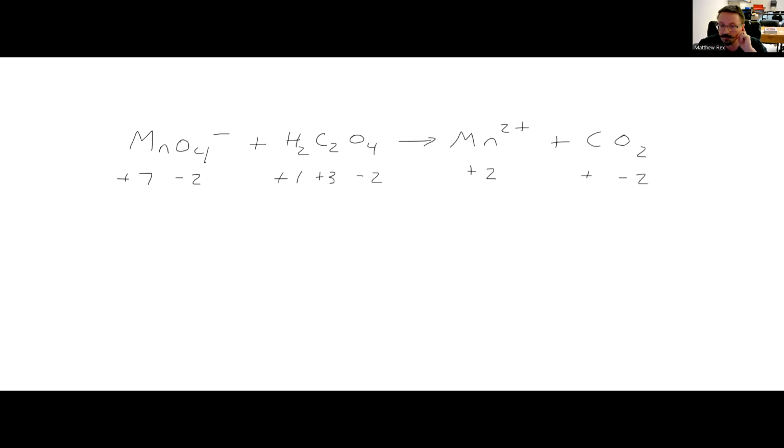So the carbon went from a 3 to 4 and was oxidized, but the manganese went from a 7 to a 2. It became less positive, and therefore was reduced.